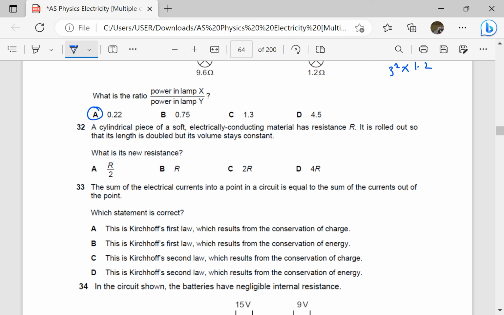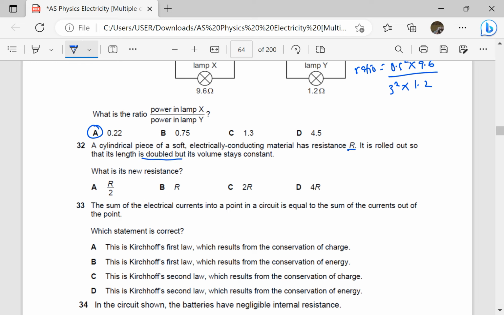A cylindrical piece of a soft electrically conducting material has resistance R. It is rolled out so that its length is doubled, but its volume stays constant. Length is doubled, volume remains constant. What is its new resistance? Okay, so this is very easy.